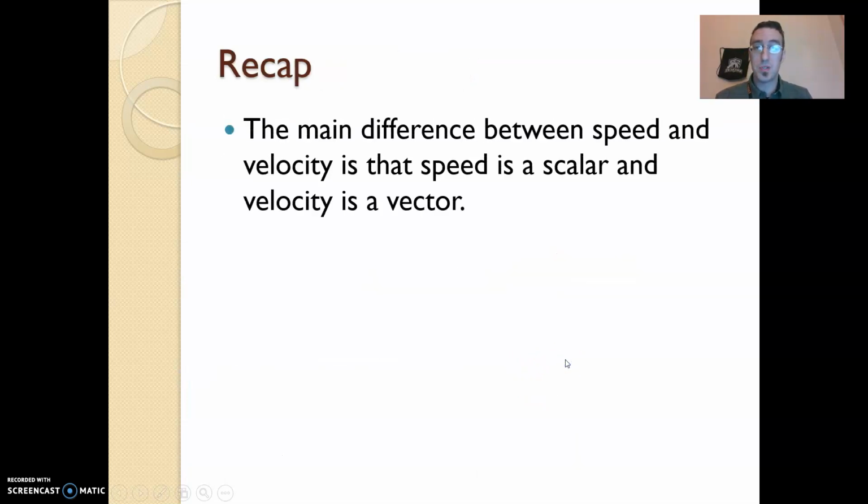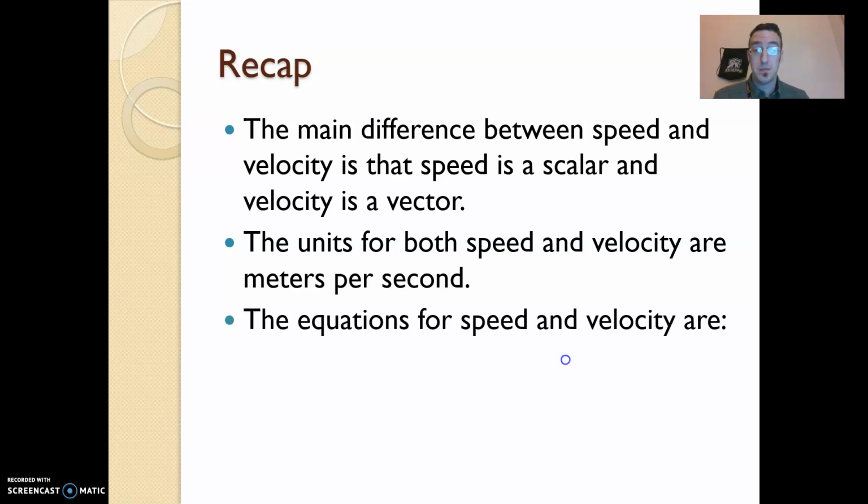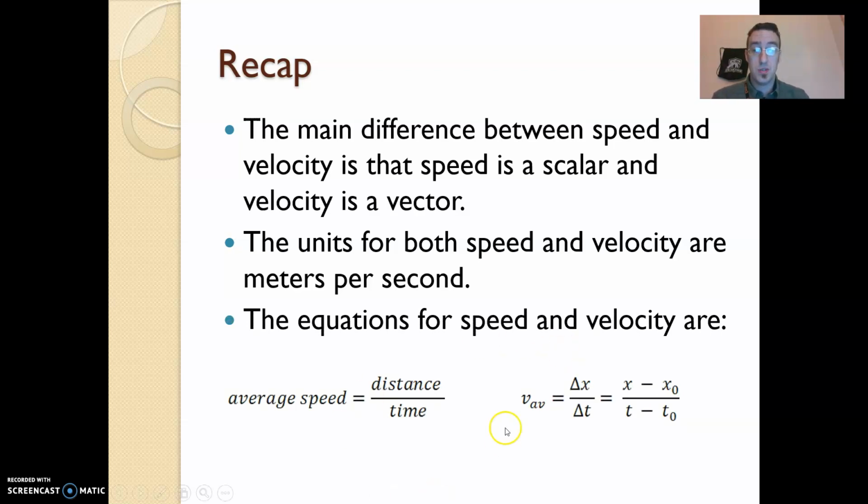So to recap information from this video, the main difference between speed and velocity is that speed is a scalar and velocity is a vector. Their equations are pretty similar, except velocity has the final minus the initial position instead of just distance. The units for both are meters per second. So these are the only differences between the equations, whether it's distance over time or the displacement over time.